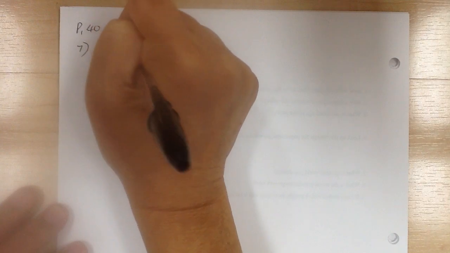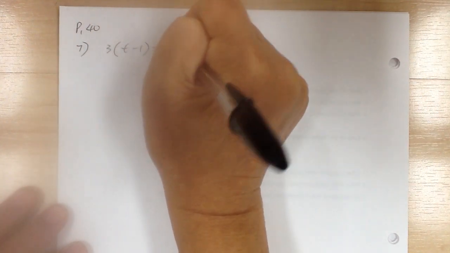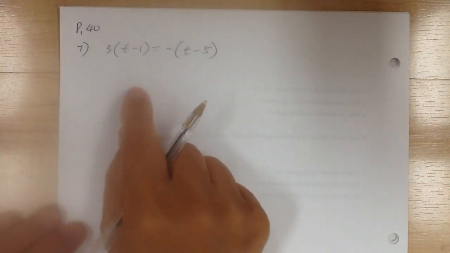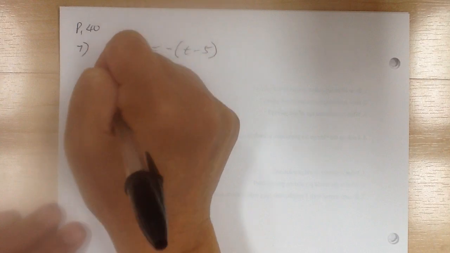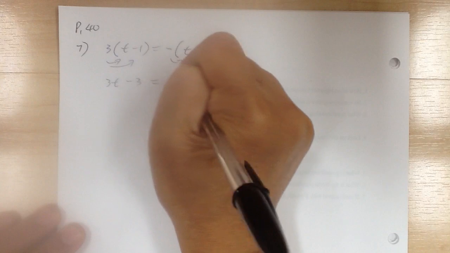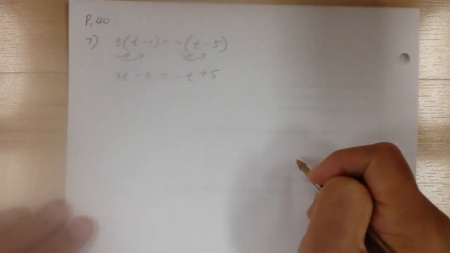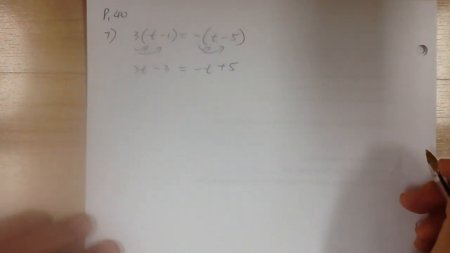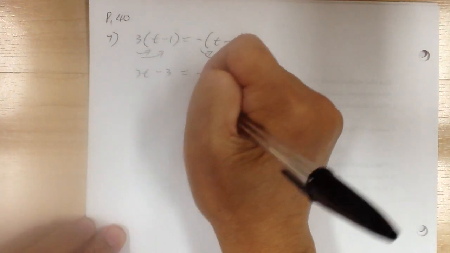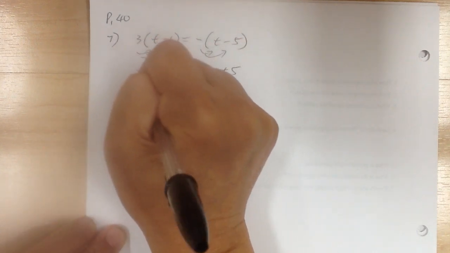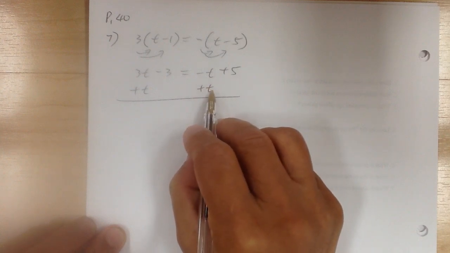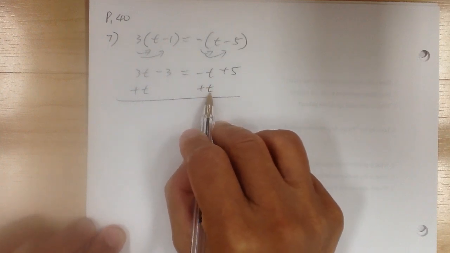You got 3 times (t minus 1) equal to negative t minus 5. Okay, so first let's undo all the grouping symbols. So let's go and multiply. So you get 3t minus 3 equal to minus t plus 5. Okay, so next I'm going to move the variable to the left hand side, move the number to the right hand side. So plus t on both sides. And be careful how you write the t. Make sure you have little hooks so that way you can differentiate between the addition and the t.